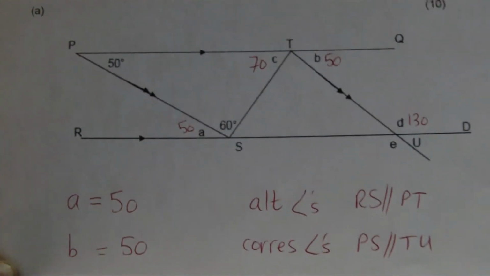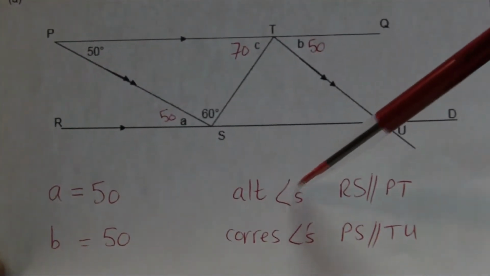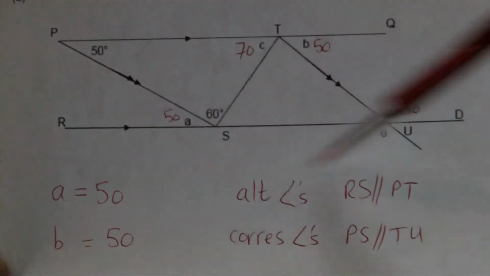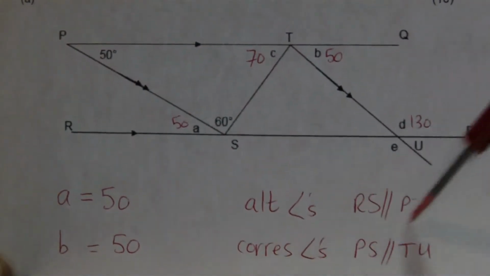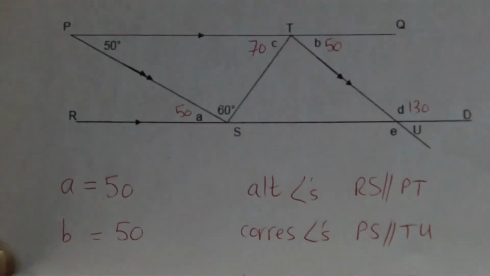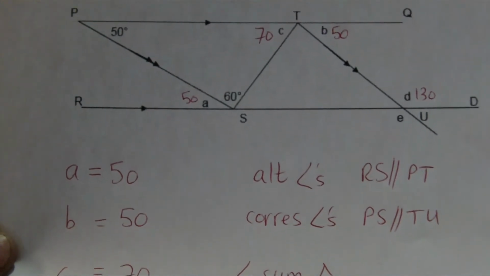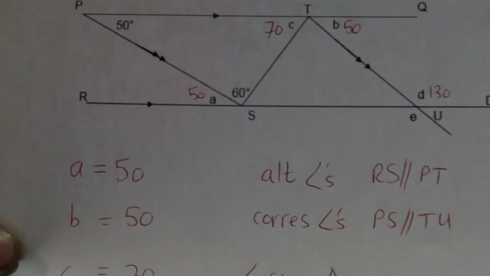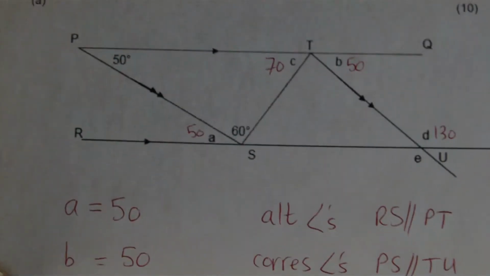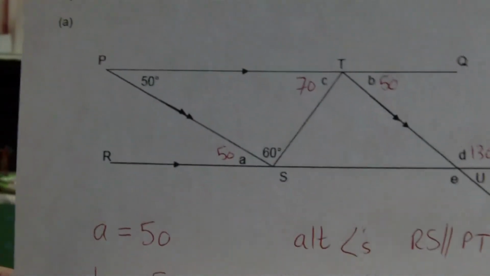I want you to look how I wrote it. A equals 50, alternate angles, RS parallel to PT. A lot of you forgot that, even though we've stated it in our videos and I've done it in my memos over and over and over again. Don't forget that, or we're going to take off a mark. Alright, notice that once I found A, I write it on the picture because it could help me.